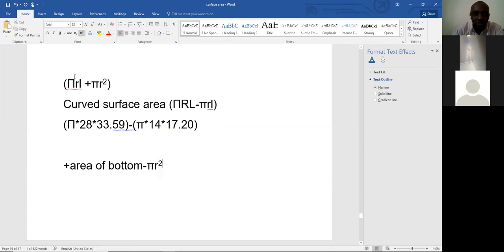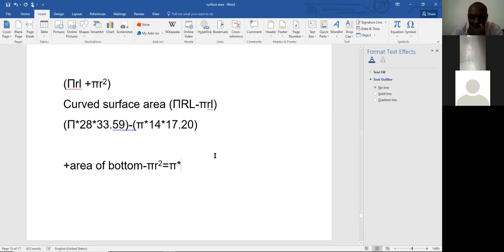So this one is going to be found by equals pi. We insert the pi here. Times, that one means times, the bottom radius, which is 14. Squared means you multiply 14 twice. So pi times 14 times 14. This is what we are going to add.